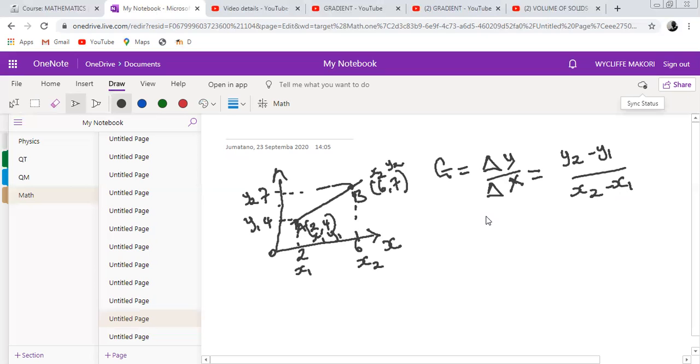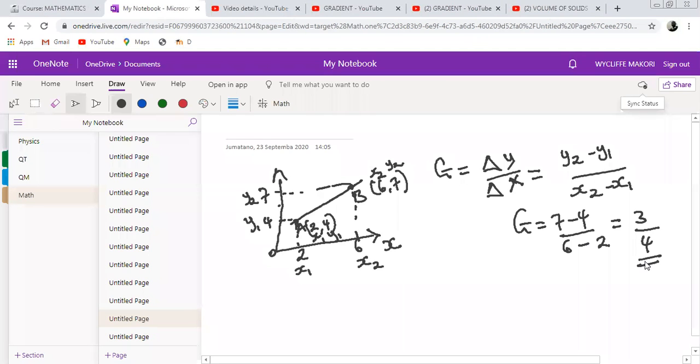Therefore, our y2 is 7, so gradient will be given by 7, which is our y2, minus y1, which is 4, over x2, which is 6, minus x1, which is 2. You will find that this one is going to be 3 over 4. And that is the gradient for that particular line. It is simply given by the change in y over change in x. And then you are able to get it.